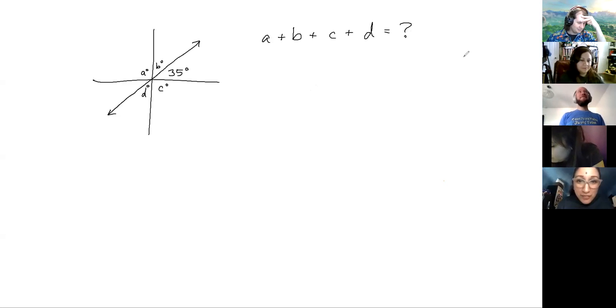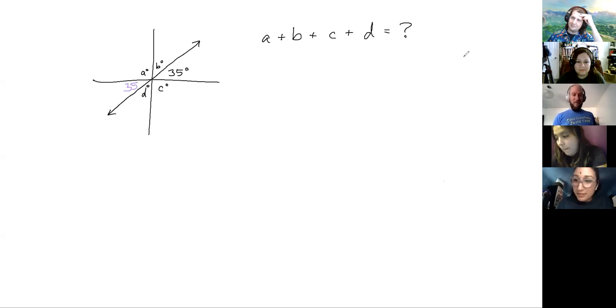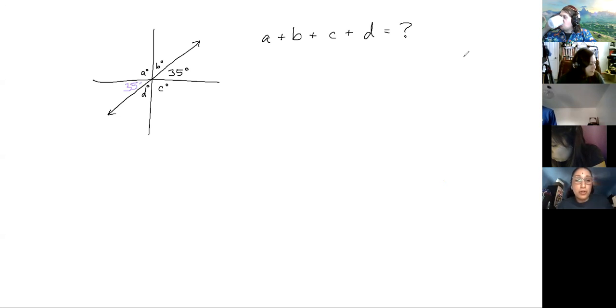Okay, so let me see if I can. How do I draw? It's my first time trying to draw, guys, so bear with me. Okay, so we know this angle is 35 degrees. We know that this one is 35 degrees as well. Where did it erase? Where'd it go? No, you can see your 35. It's there. Sorry, it erased on my end. Thank you, Lee. So we know that's 35 degrees as well.